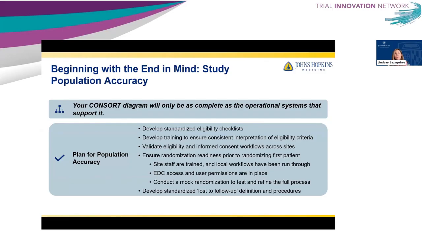So as Cayenne, Nicole, and Josh mentioned, we should always keep the end in mind. The CONSORT diagram tells a trial story of who was screened, who was enrolled, randomized, and followed. To make sure that the story is complete, start by planning for the trial population to be accurate, develop standardized eligibility checklists, and provide training to ensure consistent interpretation of the eligibility criteria across your sites.